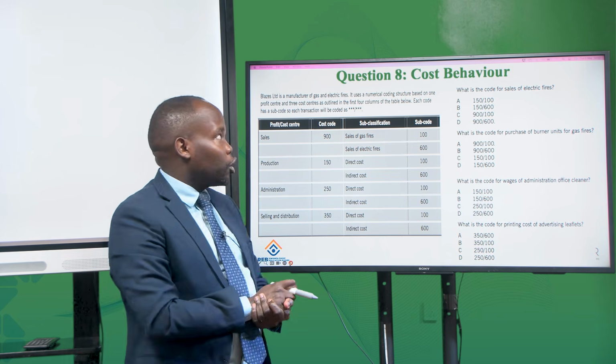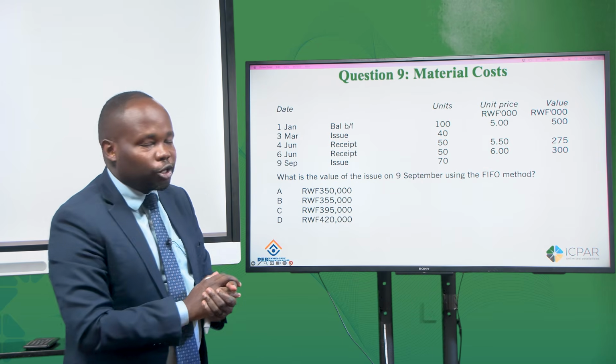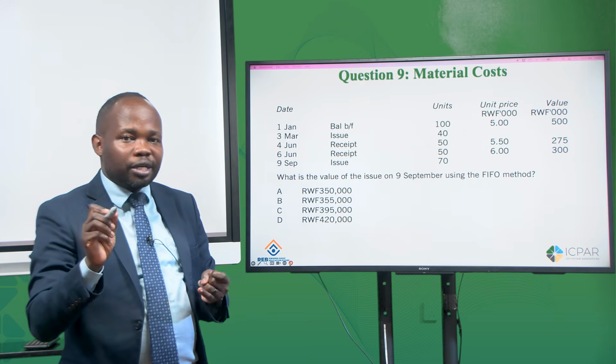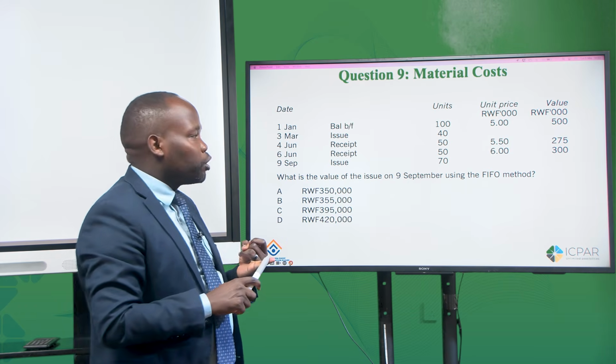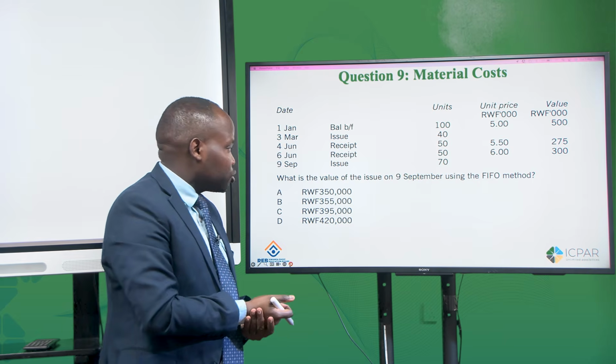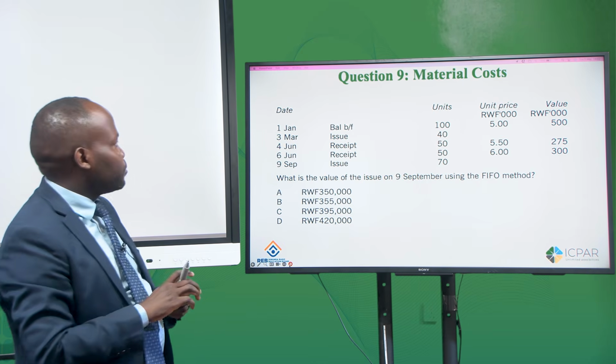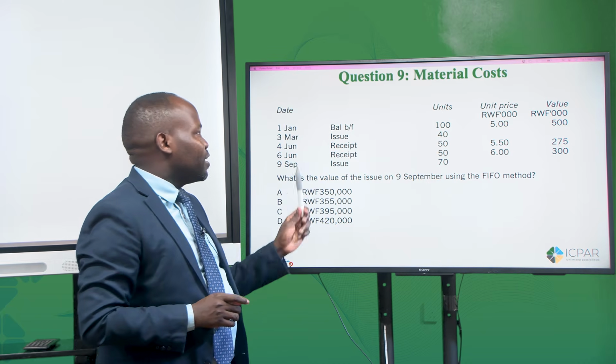So that is coding. The next question now leads us to the fourth topic. Remember, the fourth topic is materials. So let's have a look at this. Materials valuation. So we have a question on valuation here.